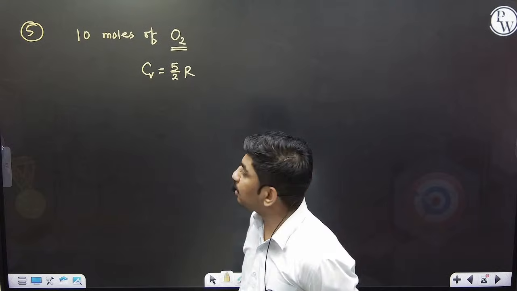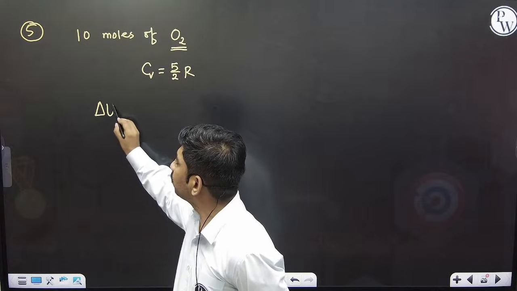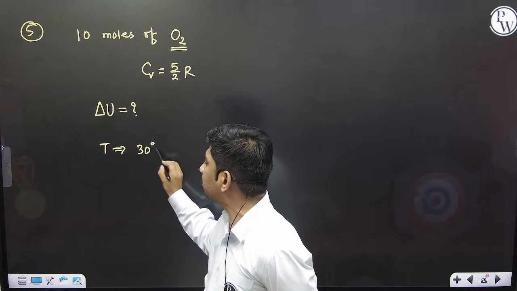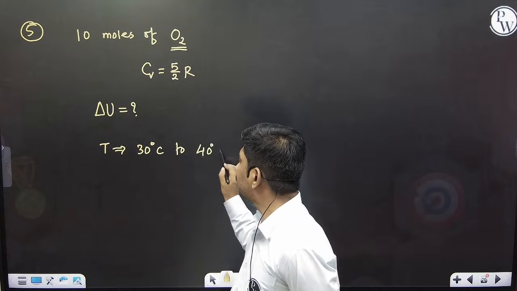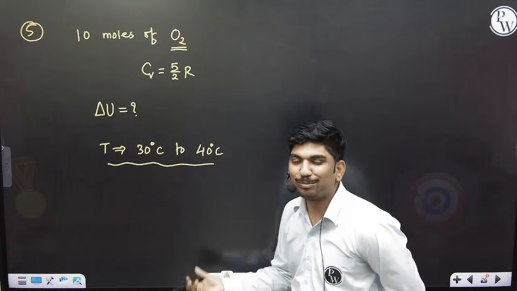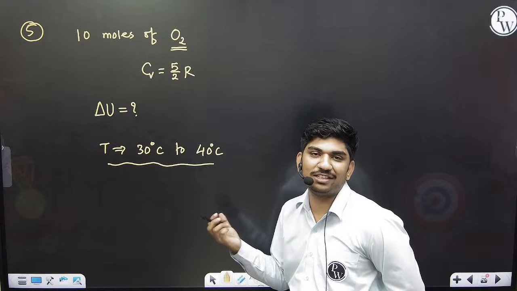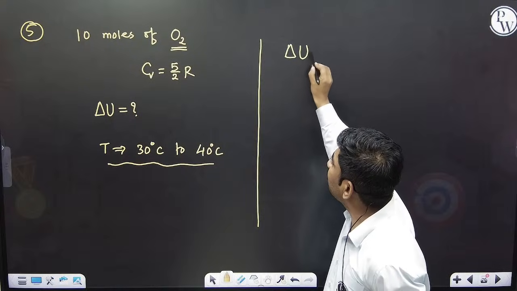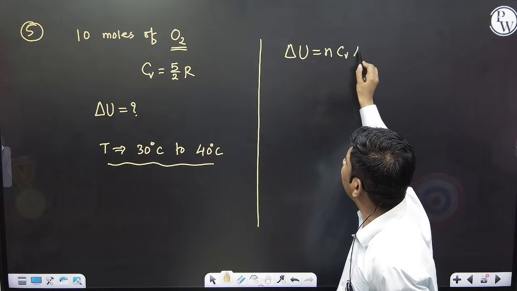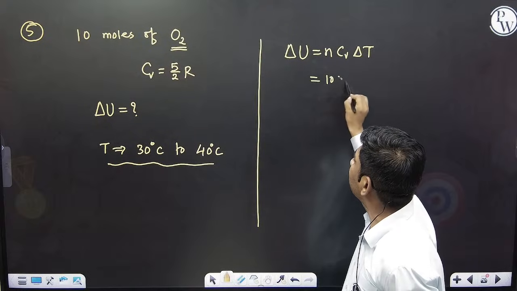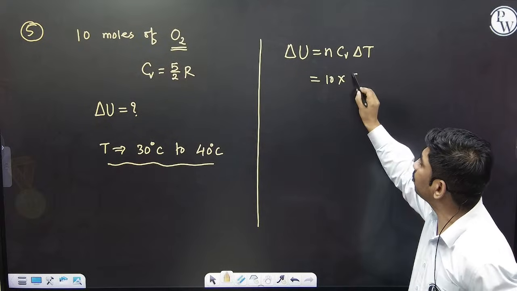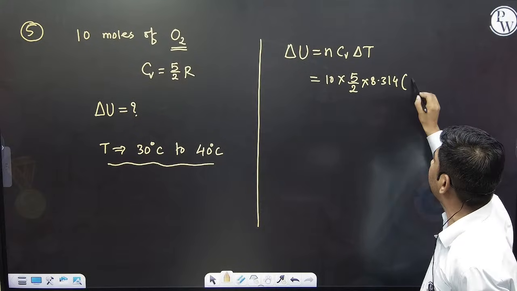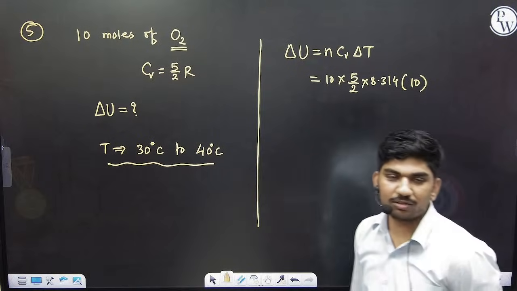Now once we have CV, they asked delta U when the temperature changed from 30 degrees Celsius to 40 degrees Celsius. Students, you were supposed to simply find it. There cannot be a question easier than this. So how do you write delta U? Delta U is n CV delta T. So number of moles 10, CV 5 by 2 into R, 8.314, and delta T is 40 minus 30, so delta T is 10. So we had this question.